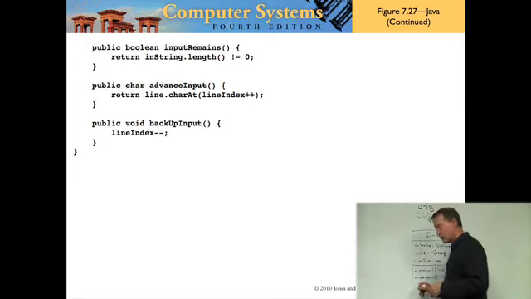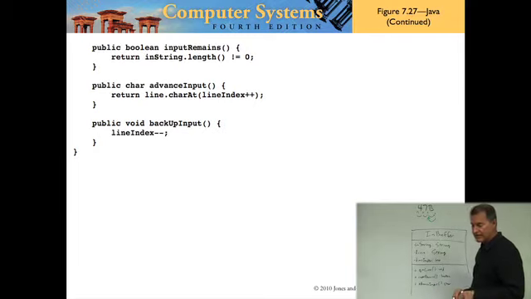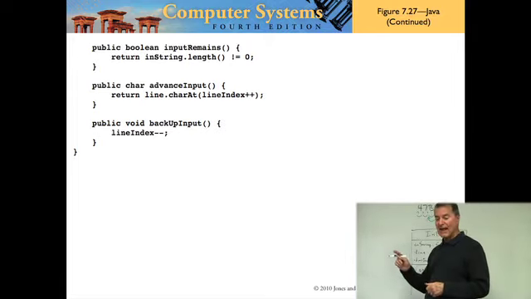And now what does advance input do? Oh, by the way, what does advance input return? Character. Yeah, it returns a char. So which character does it return? The one that the line index points at. Right. Not only does it return the one at line index, then after it returns that one, what does it do to line index? Plus plus. Yeah? So it's ready to get the next.